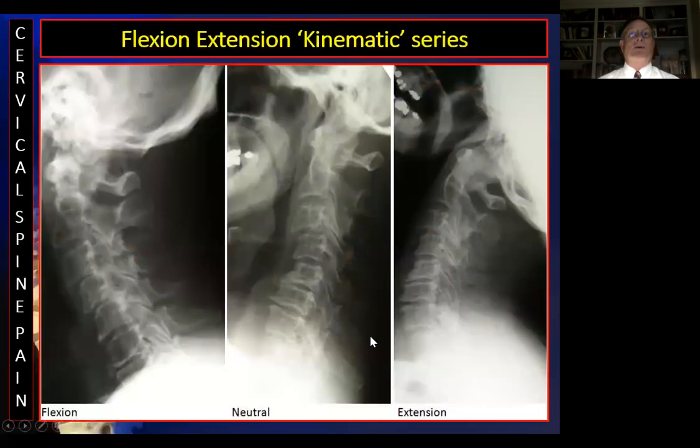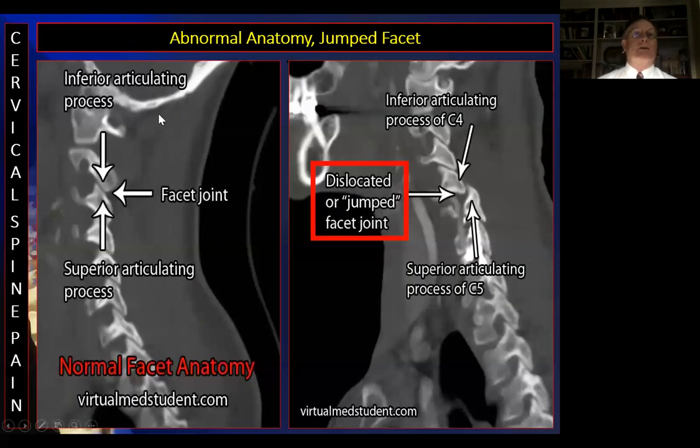Kind of counterintuitive. Here's the old flexion, extension, neutral kinematic series. This is not normal, but you're going to miss a lot of information by not being able to see the changes in the translation of the vertebra from complete extension to complete flexion. And that's what we're able to do with fluoroscopic exams. Now here's a static exam here, and the facet joint looks normal.